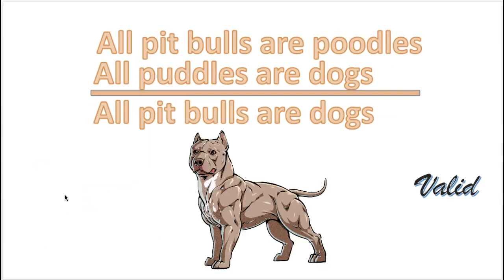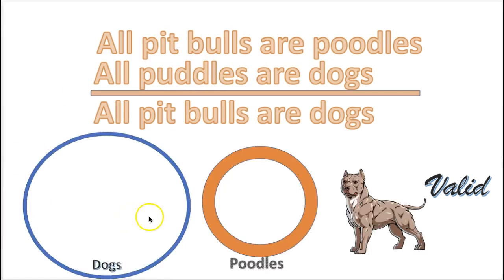Okay, here's another example of a valid deductive argument. Listen to this argument. All pit bulls are poodles. All poodles are dogs. Therefore, all pit bulls are dogs. Now in this argument, you'll notice the premises are not true. All pit bulls are not poodles, but the premises do support the conclusion. Now what do I mean by that? Look at this. So we've got three things here: pit bulls, poodles, and dogs.